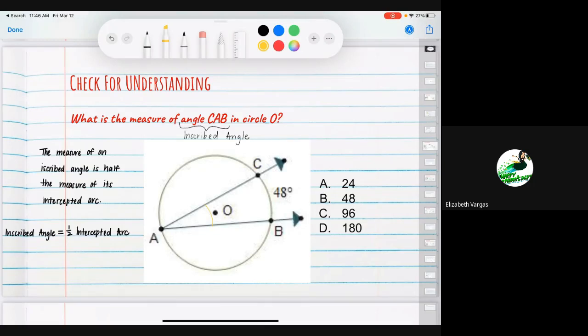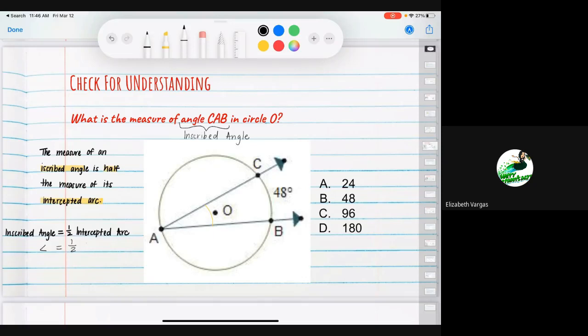Okay, and so what did we see? We saw the measure of the inscribed angle is half the measure of the inscribed arc. And so that's how we have this equation right here. And so we basically just plug in what we know. We're looking for the angle measure. Sorry, angle measure is half the measure of the inscribed arc.